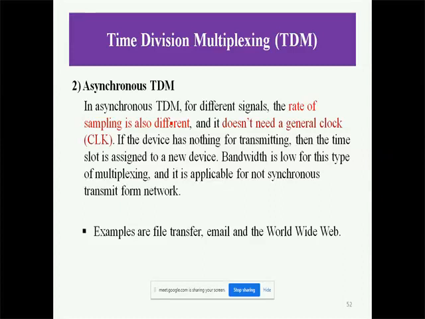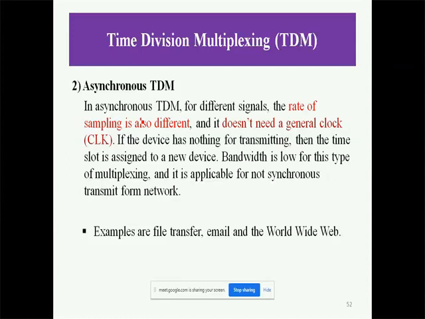And what is asynchronous TDM? In asynchronous TDM, we use different signals, and the sampling is also different. But in case of synchronization, there was a single clock pulse. In case of asynchronous, the sampling rate does not need to be the same. The sampling rate can be different, and it does not need a clock generator. If the device has nothing to transmit, then the time slot is assigned to a new device, meaning the next one. Bandwidth is also low in this type of multiplexing.